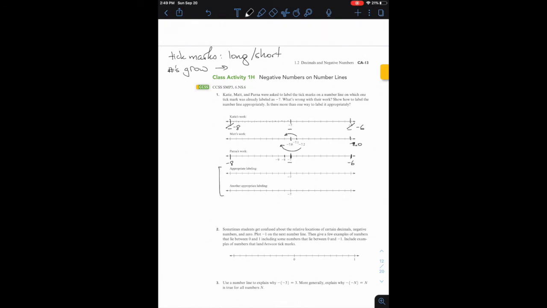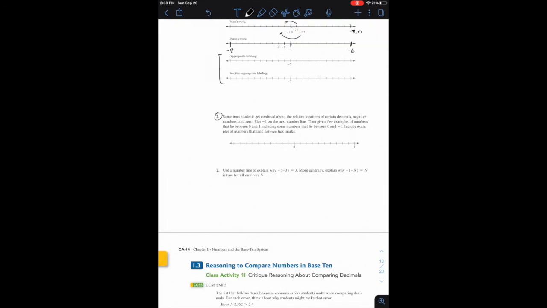You can use these last two number lines to show what an appropriate labeling would be. I will leave number 2 and 3 for you to think about. And feel free to ask questions.